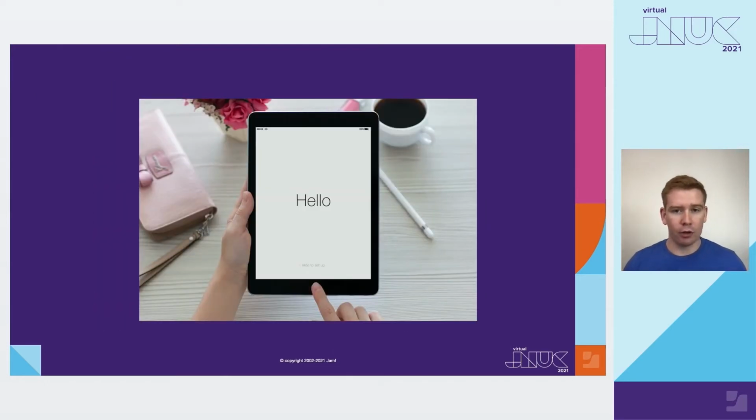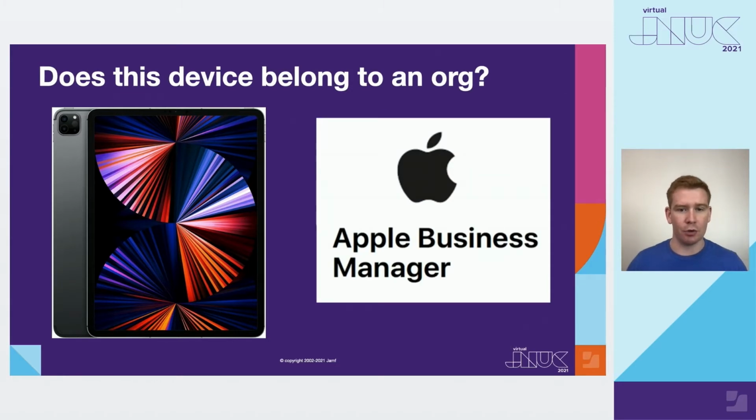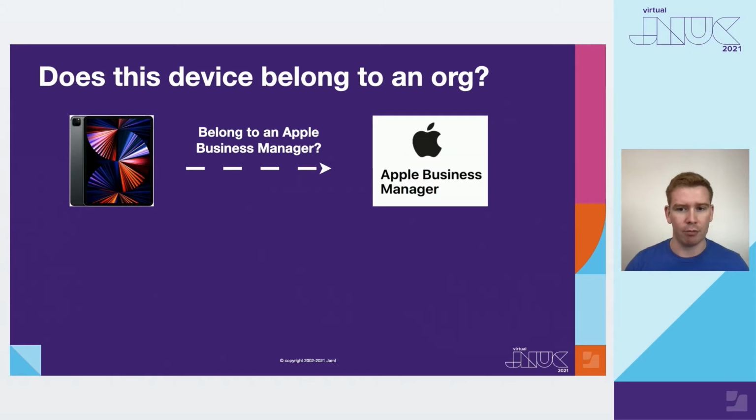Now let's walk through the workflow of how all this magic happens. When the end user unboxes and powers on that device for the first time, it's going to ask them to connect to Wi-Fi. When it is connected to Wi-Fi, it's going to reach out to Apple and say, hey, does this belong to anyone's Apple Business Manager? When it does that, it's going to say in real time, in this case, yes, it is connected to Apple Business Manager and is tied to your specific organization.